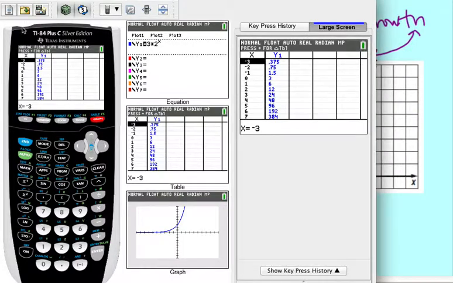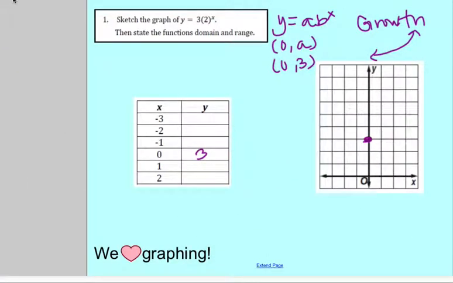Notice I have 0, 3, like I said. Okay, so at -3, we had 0.375. At -2, I have 0.75. At -1, I have 1.5. Then I would have 3. Then I would have 6. Then I would have 12. And notice it's a 2, so it is doubling. So if I multiply these by 2, I am getting the next one. So it's looking right. Now let's go ahead and graph it.